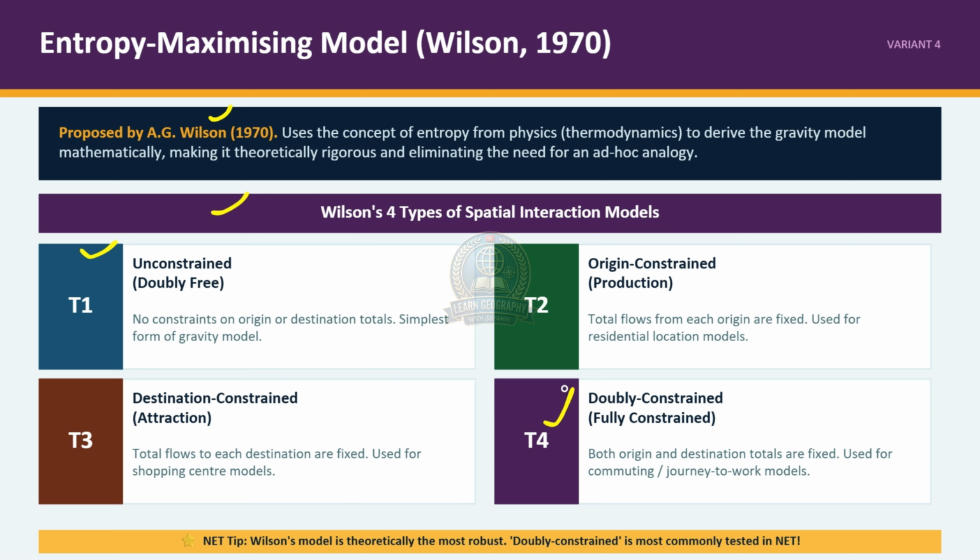Wilson's model is theoretically the most robust. The doubly constrained model is most commonly tested in the UGC NET examination.